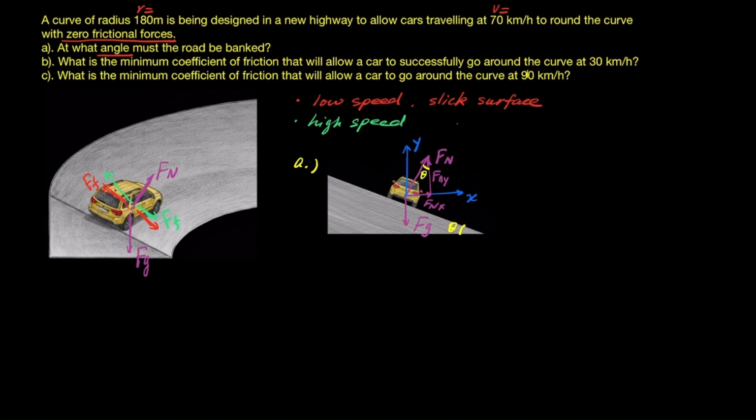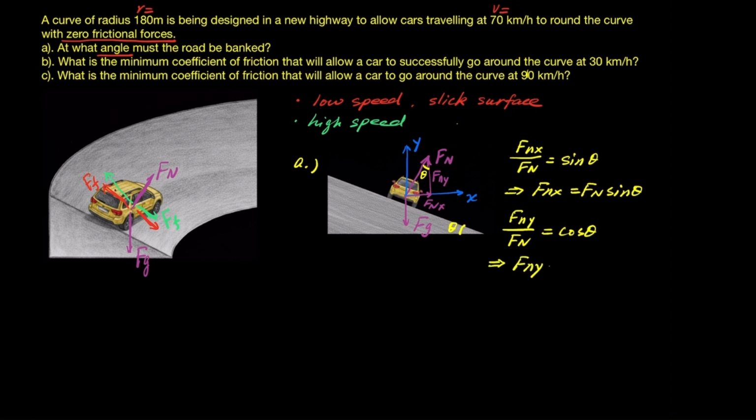This x component, Fnx, is the opposite side of the angle theta. So we have the opposite side, Fnx over Fn, equal to sine theta. This gives us Fnx equals Fn sine theta. For the y component, Fny is the adjacent side of the angle theta. So Fny over Fn is cosine theta. This gives us Fny equals Fn cosine theta. Okay, so we've got these two components of Fn.